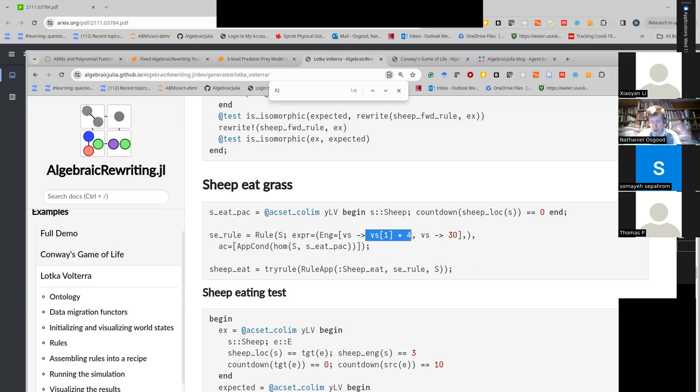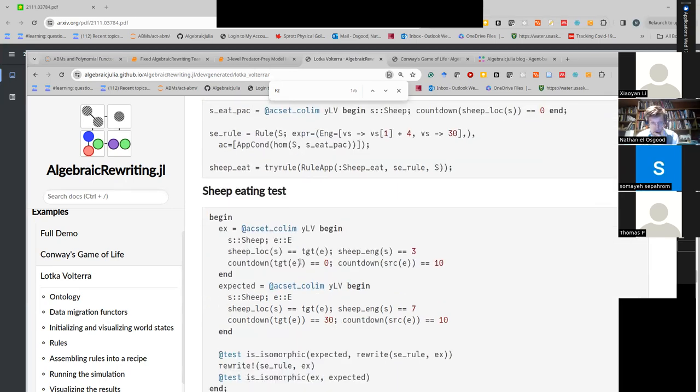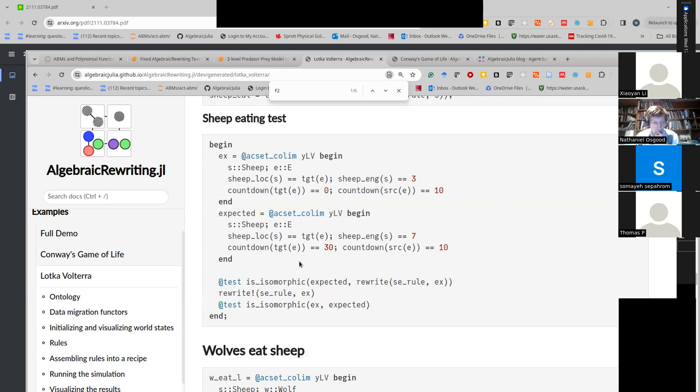develops larger energy. And the grass goes back to having a countdown from 30. It's eaten to the ground in the event that this is fired. I think that's the basic deal here.